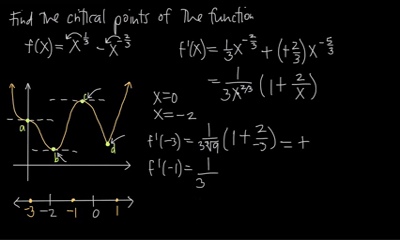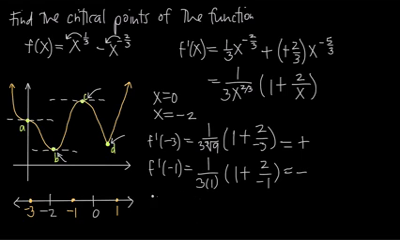-1 squared is a positive 1. Taking the third root of positive 1 is just 1, so we get 1 there, multiplied by 1 plus 2/1. Inside the parentheses here, we've basically got 1 minus 2, which is going to be a -1. We've got a negative value times a positive value out in front, so we're going to get a negative value.